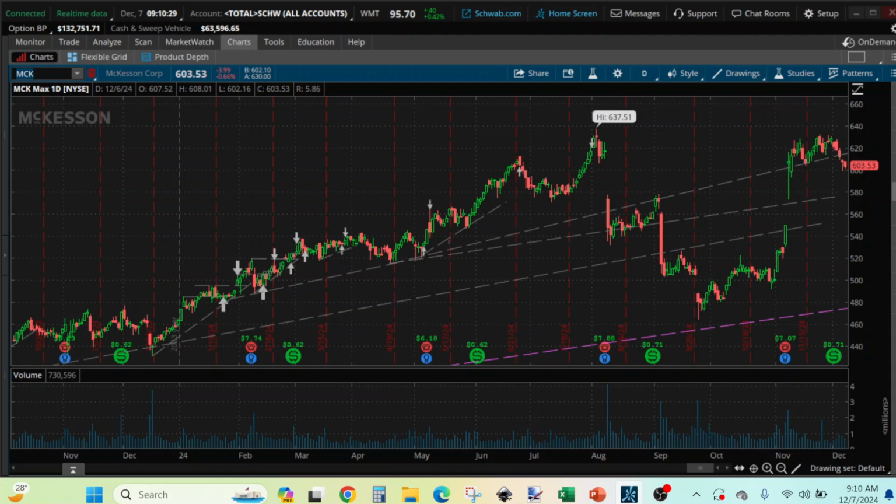We have a secondary line here we can color. Who does not like to color? Purple. Okay. MRK is going to be out of our list for 2025.